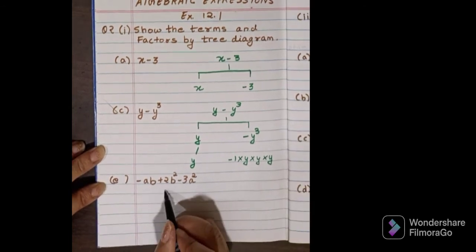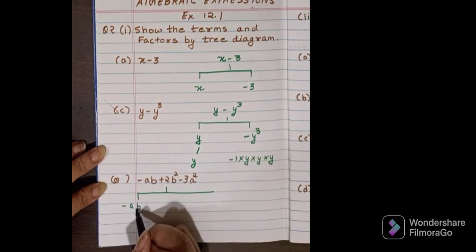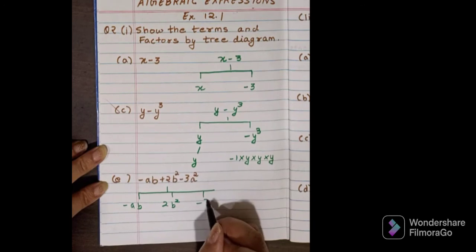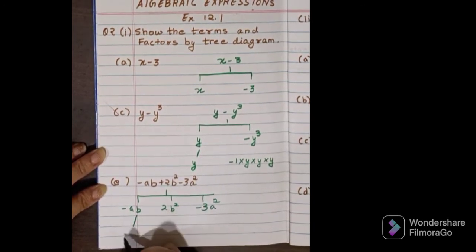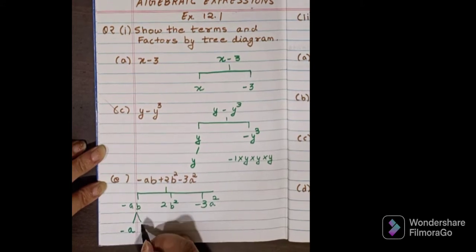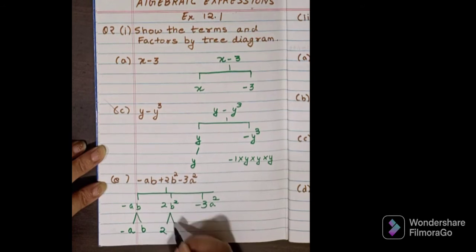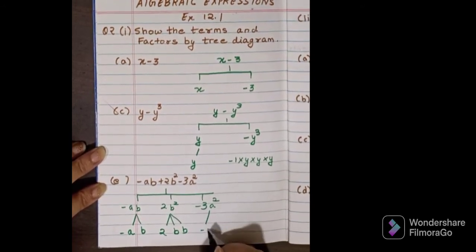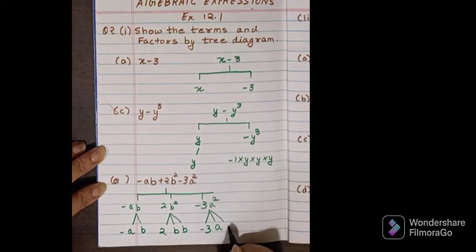Next, here we have 3 terms. The first one is minus ab, the second is 2b square and the third one is minus 3a square. So let's write their factors. The factors are minus a and the next is b. Here we have factors 2, b and b. Here the factors are minus 3. A has power 2, so we will write a 2 times. So this is how we make a factor tree.